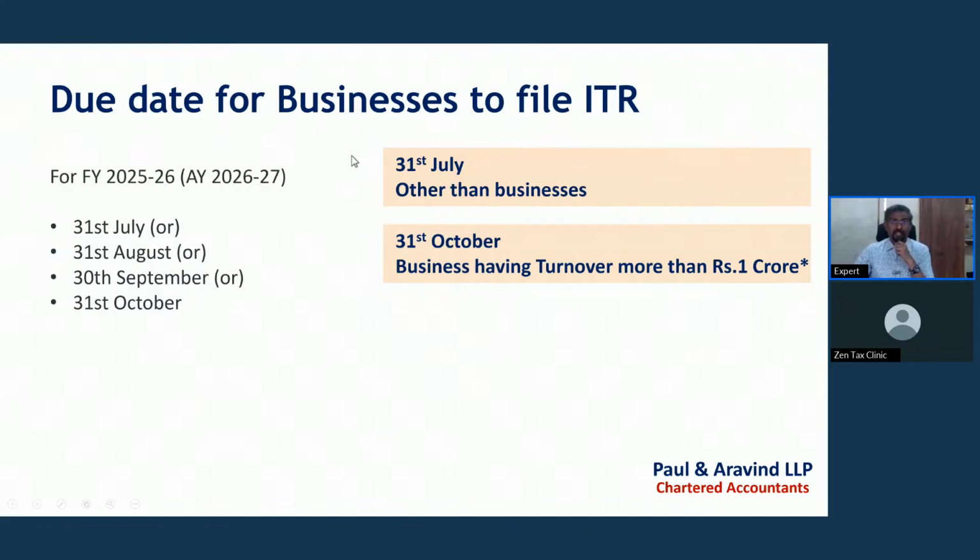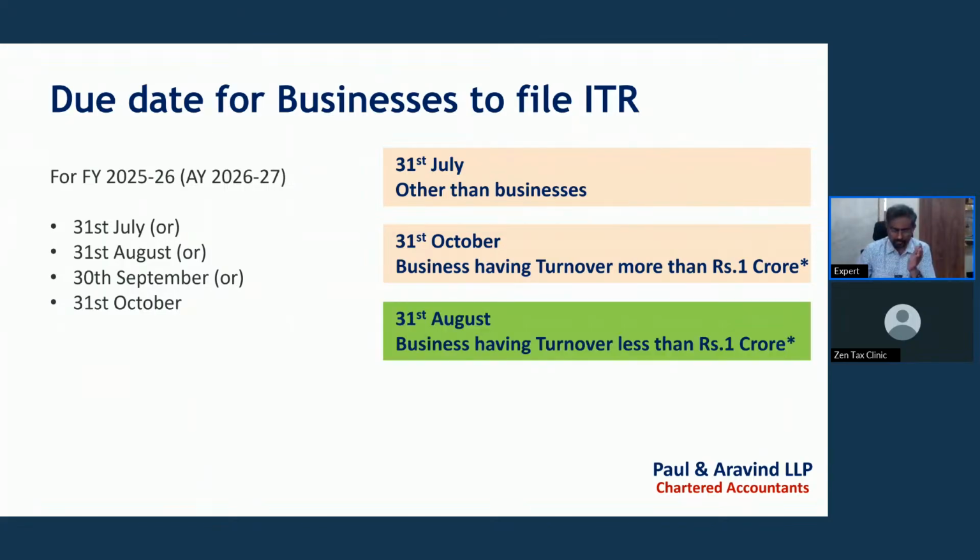With respect to assessees having turnover generally more than ₹1 crore, the due date for filing income tax return is 31st of October. 31st of August is for businesses having turnover less than ₹1 crore. As rightly and very clearly mentioned by many of you, business ITR depends on turnover. So if the turnover is more than 1 crore, the due date is shifted to 31st of October. If the turnover is less than ₹1 crore, then the due date is 31st of August.